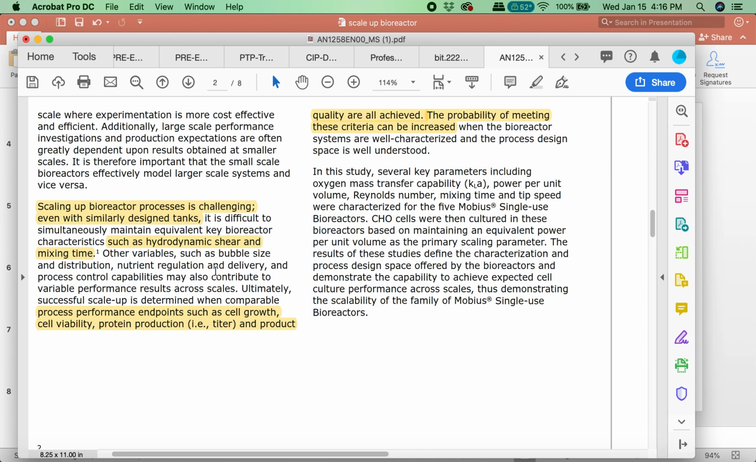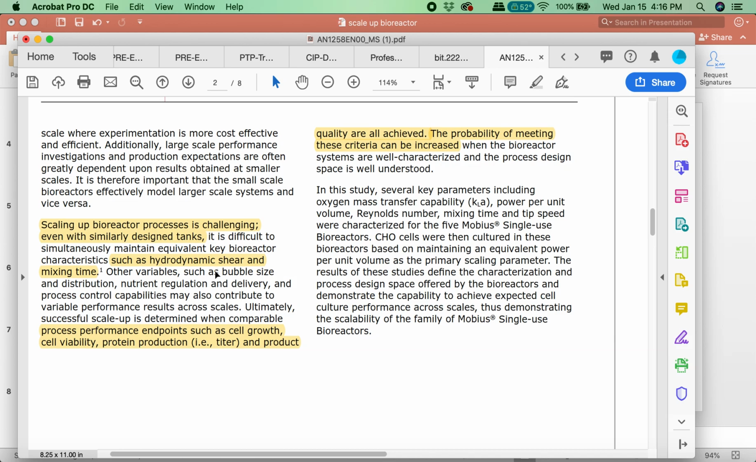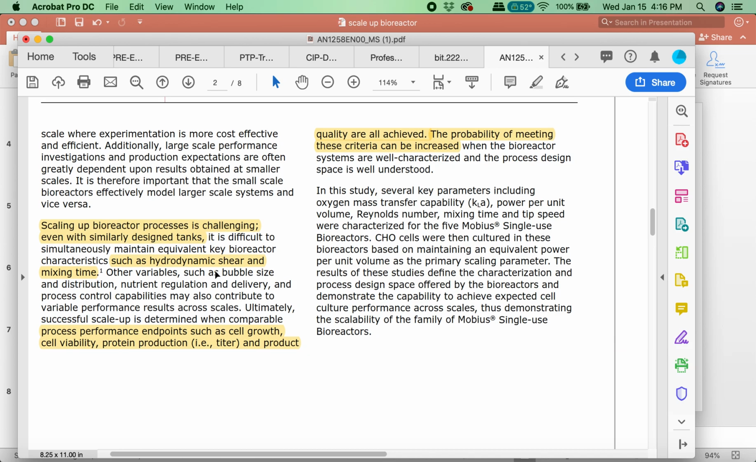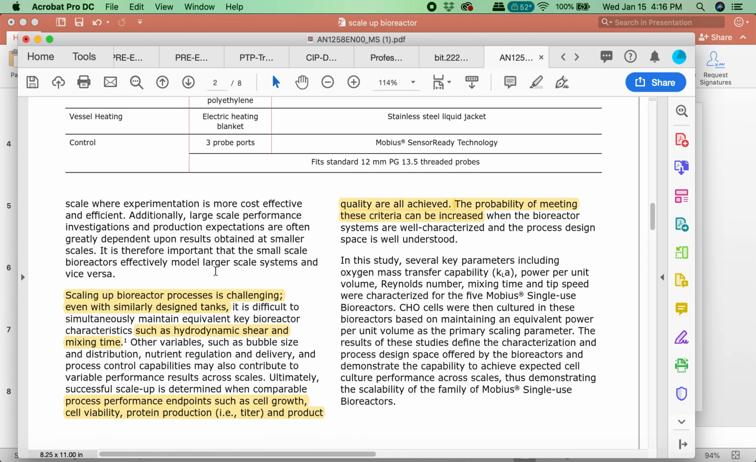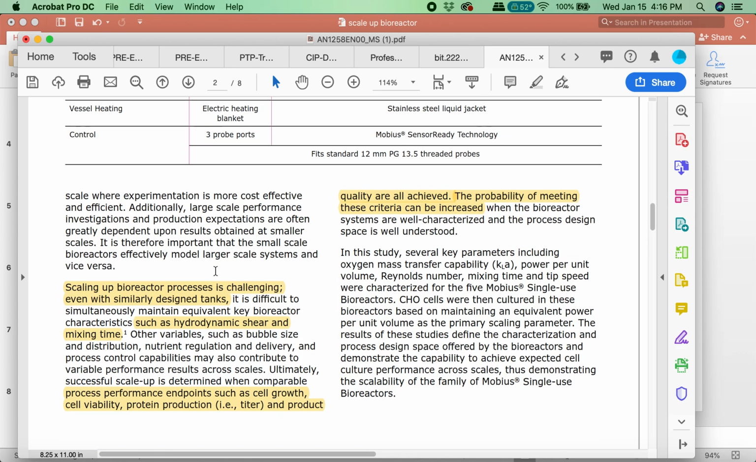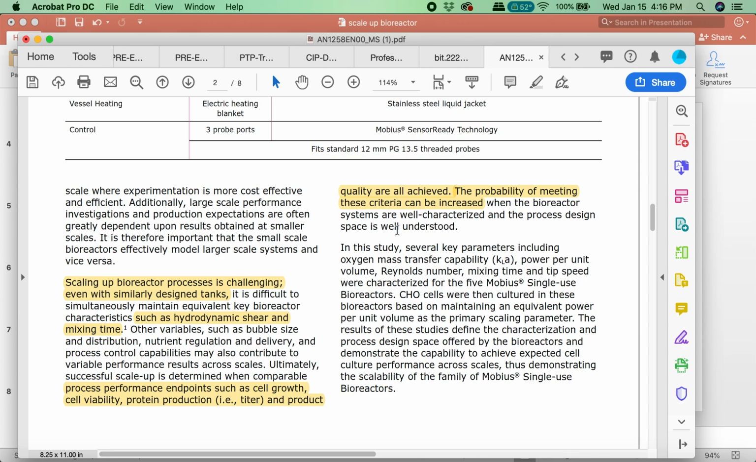Ultimately, successful scale-up is determined when comparable process performance endpoints such as cell growth, viability, titer, and product quality are all achieved. The probability of meeting these criteria can be increased when the bioreactor systems are well characterized and the process design space is well understood.